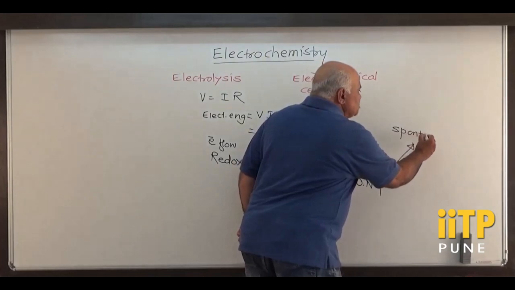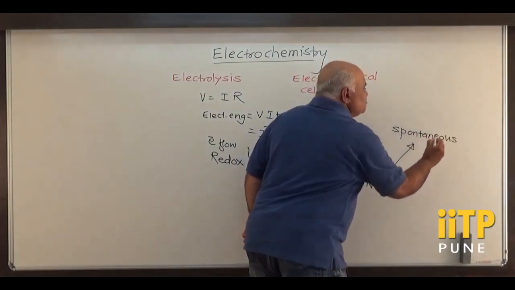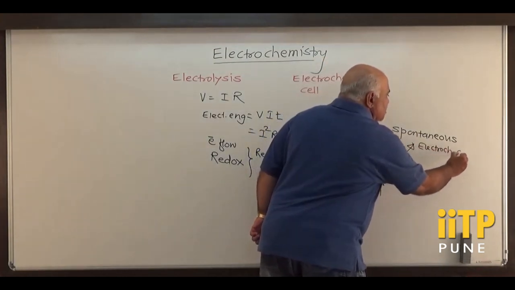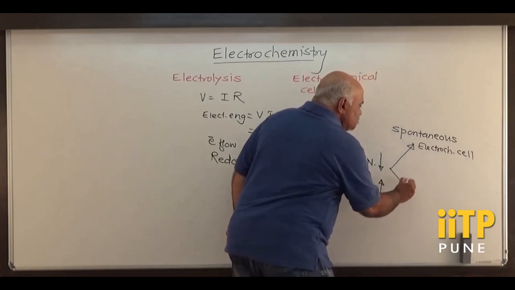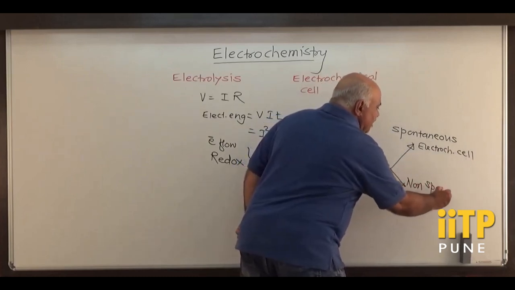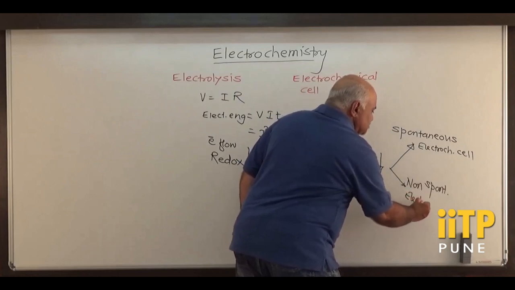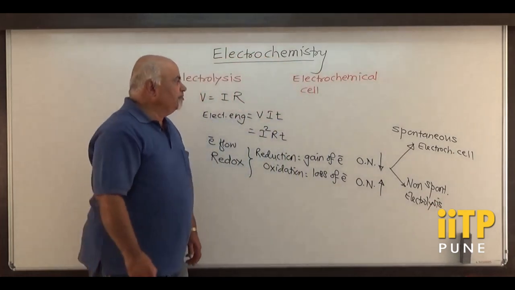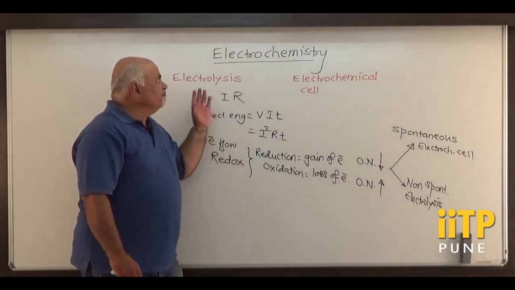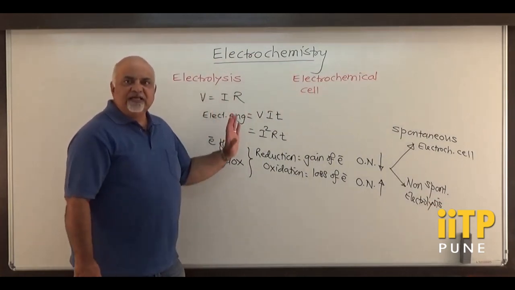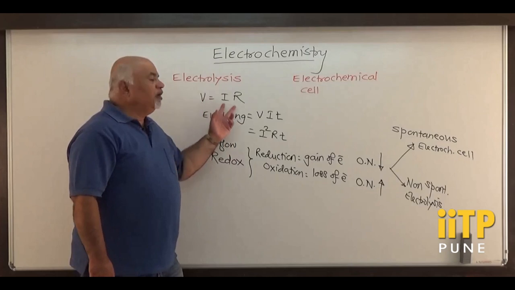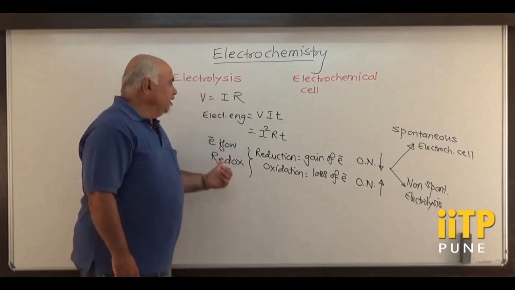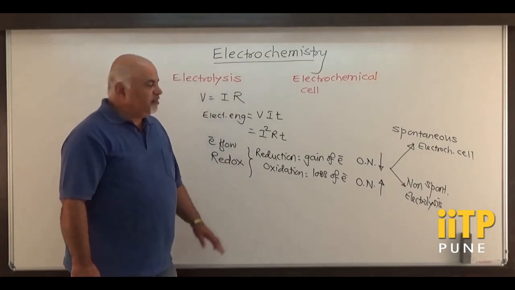When it is a spontaneous redox, spontaneous is effortless process. It is a spontaneous redox in electrochemical cell reactions, and when it is a non-spontaneous reaction, it is in electrolysis. So somewhat different topic of chemistry, having a background of physics. Electrical energy required, DC supply required. V equal to IR is applicable, Ohm's law. Electrical energy, VIT. Electron flow is related with the redox reaction.